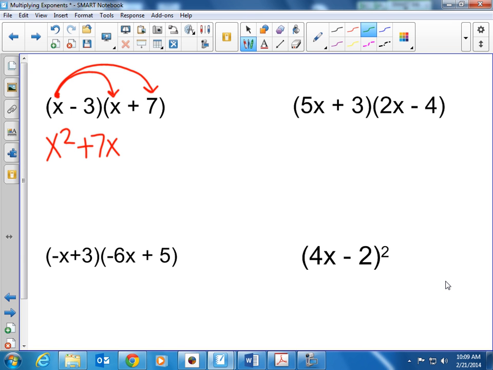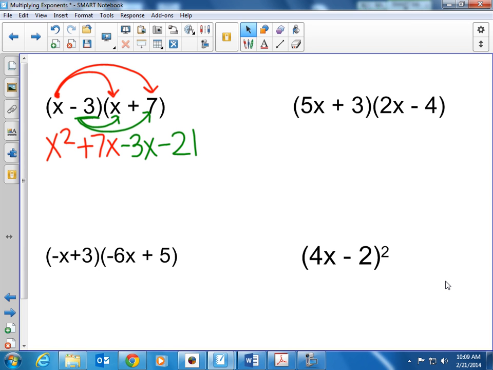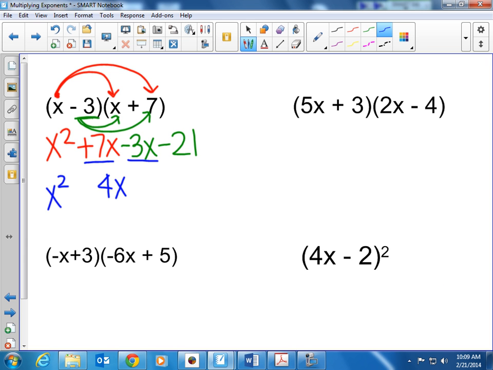But we're not finished. We have to distribute this negative 3. It gets distributed to the x, and where else do you think it gets distributed? You got it, to the 7. So let's see what we get from that. Negative 3 times x, negative 3x, negative 3 times 7 is negative 21. Now I look to see, are there any like terms that I can combine? 7x and negative 3x. What do those combine to make? 7 minus 3, 4x. Then there's nothing else that can combine, so this is my answer.